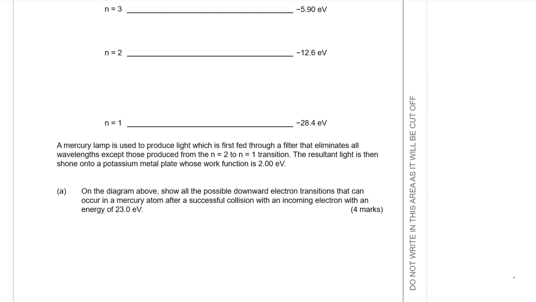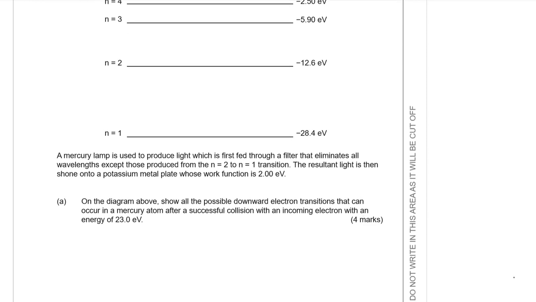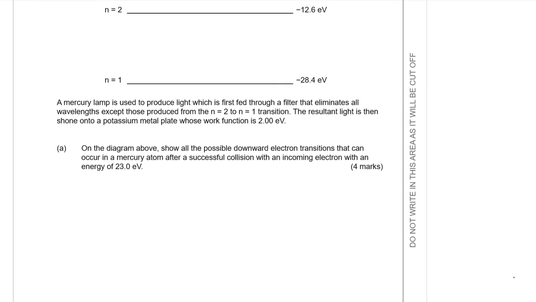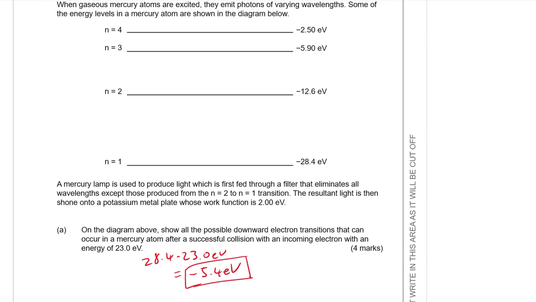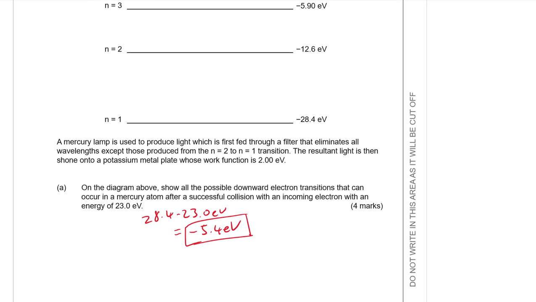So the first thing you want to do is, what is the highest that mercury atom could go if it absorbs 23 electron volts? So to show justification, you want to say, okay, what's 28.4, take 23.0 electron volts, and that's going to be negative 5.4 electron volts. So that's the highest sort of level it will be able to obtain. If you look at the diagram, you can see that means that n equals 3 is your max energy level.